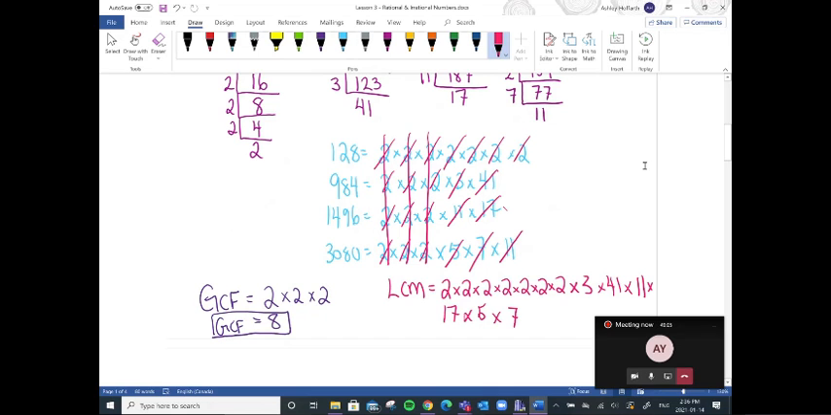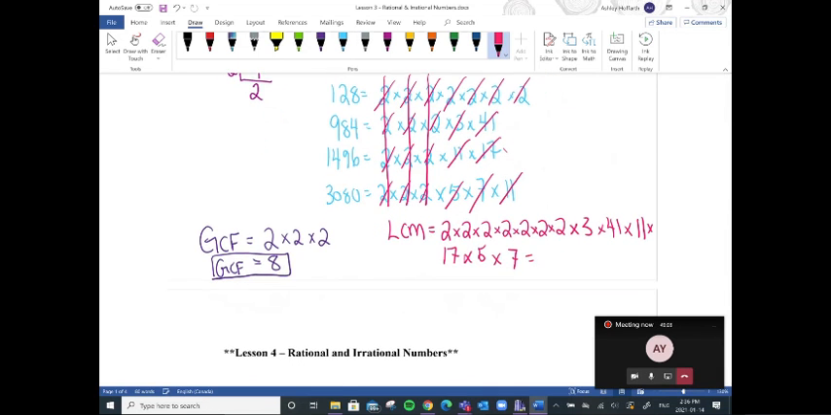Okay, so if we go ahead and do that, it's going to be a huge number. So 7 2's, or to shorten it, we can go 2 to the power of 7 times 3 times 41 times 11 times 17 times 5. And we end up getting 14,720,640. So what that represents is the smallest number that all 3 of these numbers would multiply into.